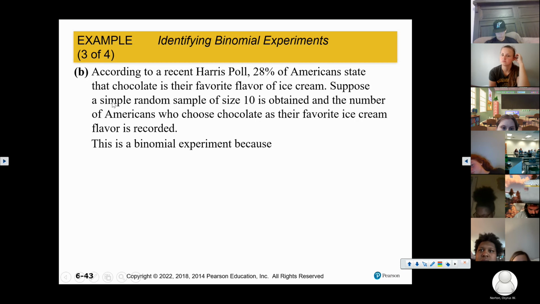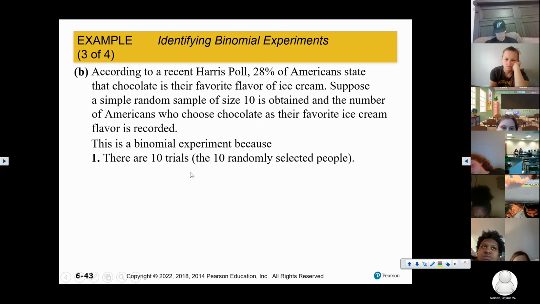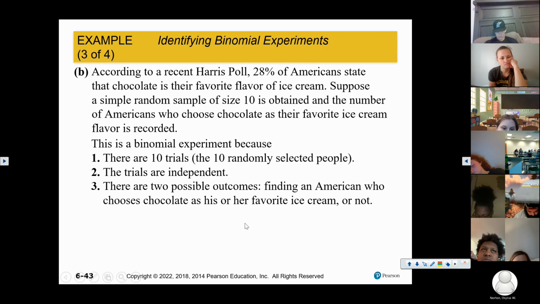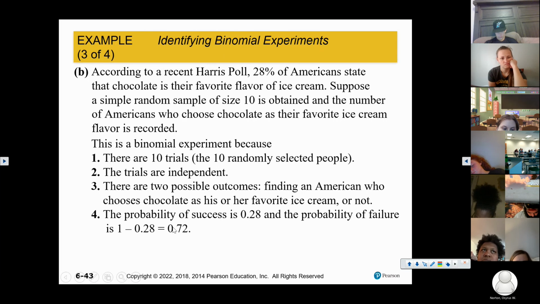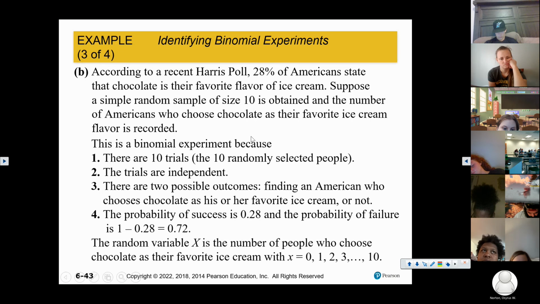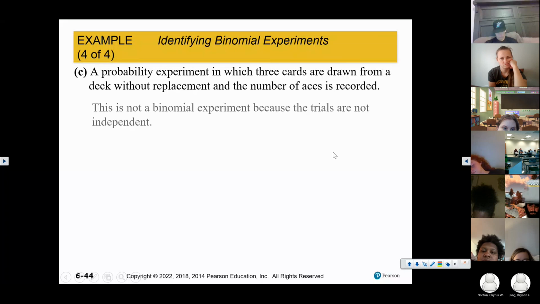Suppose a simple random sample of size 10 is obtained, and the number of Americans who... okay, there are 10 trials. There's your fixed number of trials. If you pick one person and they like chocolate, is that going to affect the next person that you ask? No. There are 2 possible outcomes, either chocolate or not, and there's a probability. This one goes up to 10. Come on, inequalities, where are you? Okay, we're going to go through this one.